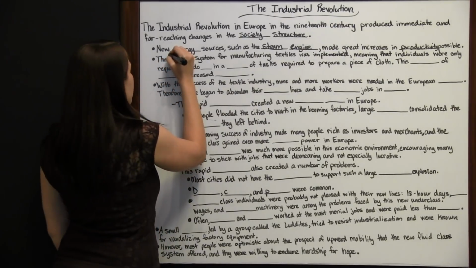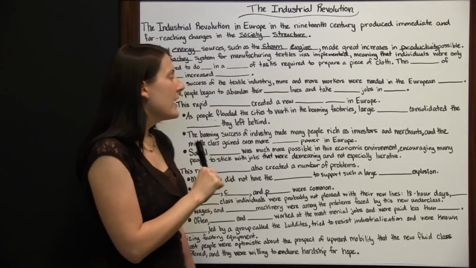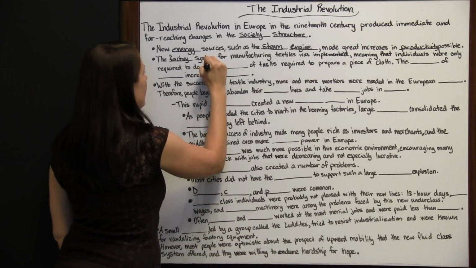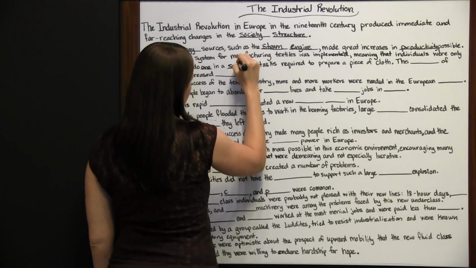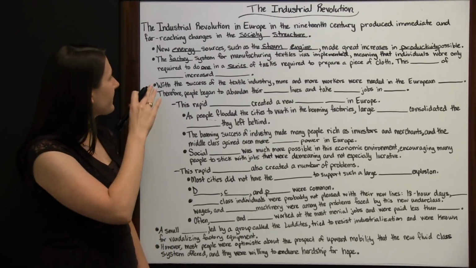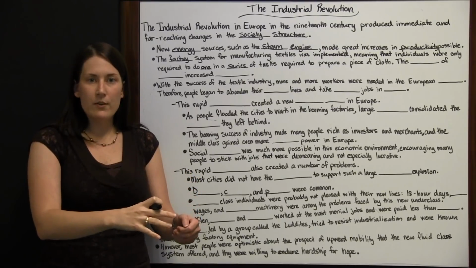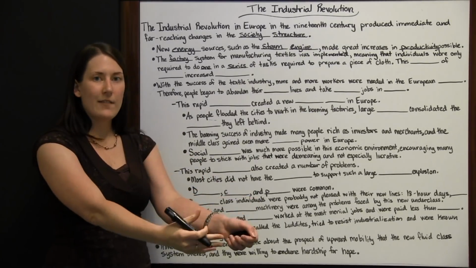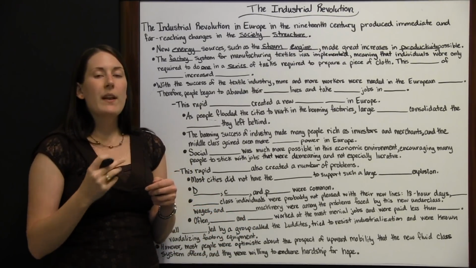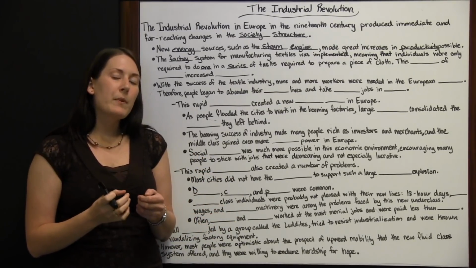The factory system for manufacturing textiles was implemented, meaning that individuals were only required to do one in a series of tasks required to prepare a piece of cloth. So each person would know how to do one job, or a couple people would know how to do one job, and then they'd do their one part and pass it off to the next step. And at the next step, a couple of people would know how to do that job, and so no one had to know how to make the whole piece or whole bolt of cloth. They only had to know how to do a certain part of it.